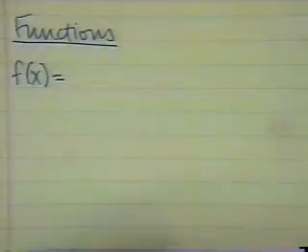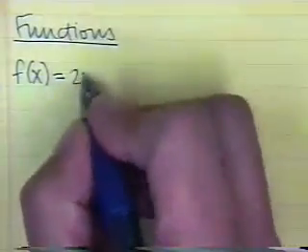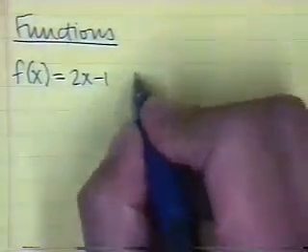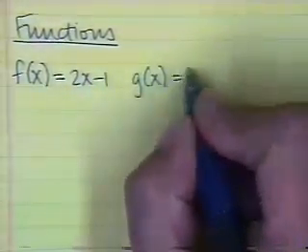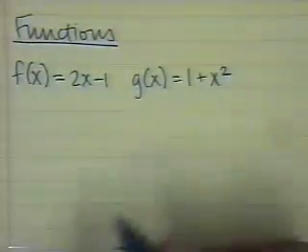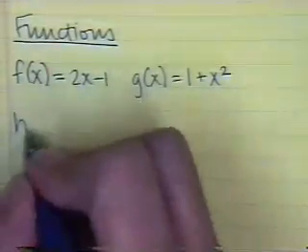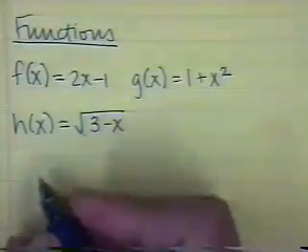Functions, first thing we're going to do is write down a few functions so that we'll have something to work with. f of x is equal to 2x minus 1. Our g of x will be 1 plus x squared. We're going to let our h of x equal the square root of 3 minus x.